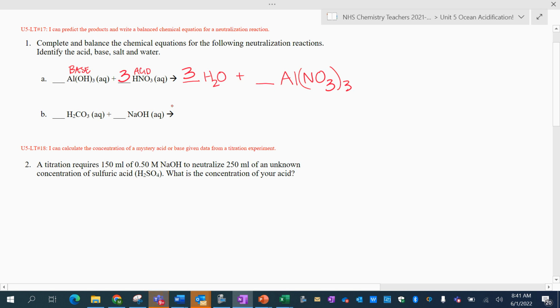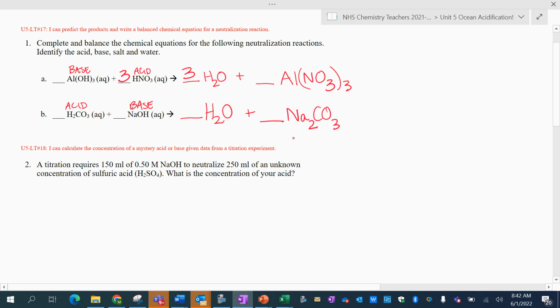All right, let's take a look at letter B. I can see that this starts with an H, so that must be the acid. This one ends with the OH, so this must be the base. Without even thinking, I can write H2O. And then what else is left? I've got Na, which has a +1 charge. And I've got CO3, one of my polyatomic ions. It's got a -2 charge. So I'm going to crisscross the charges. Na2CO3.